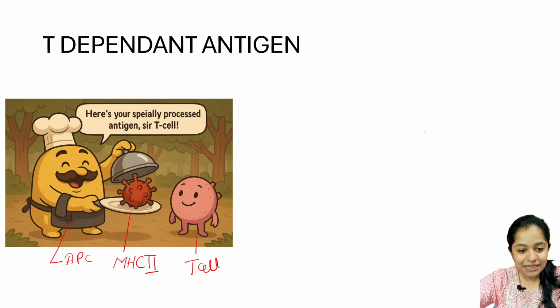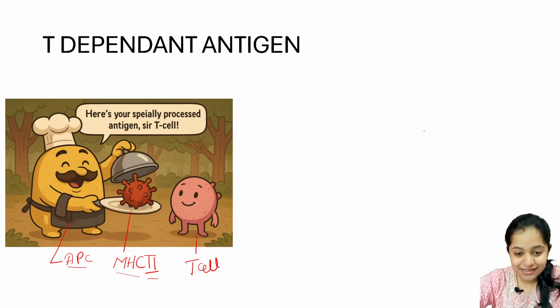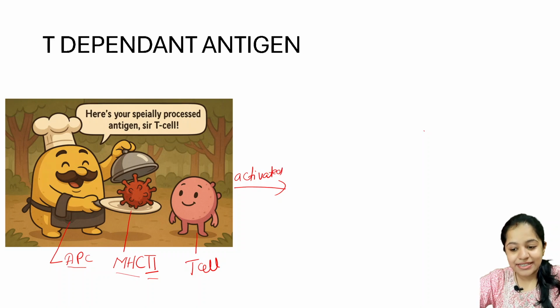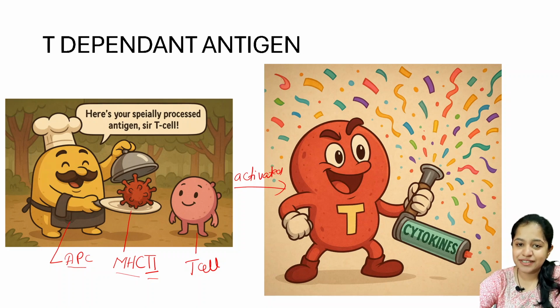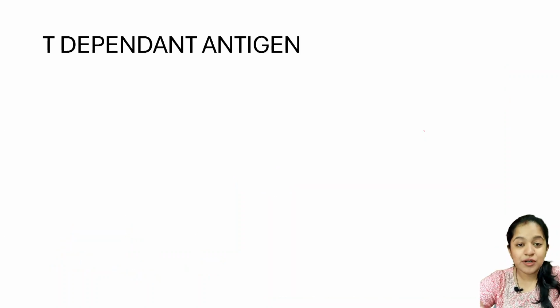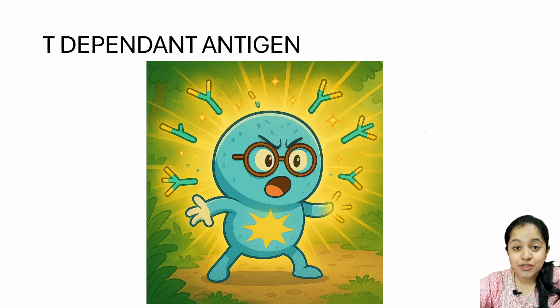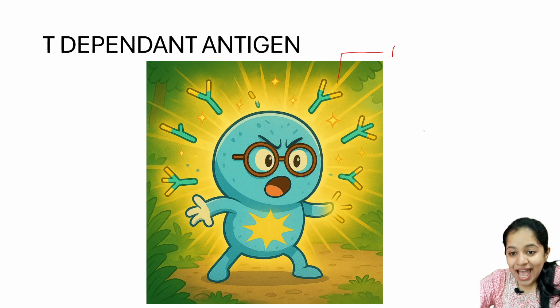So your T dependent antigen enters the body. It is processed by the antigen presenting cell, presented on a plate which is the MHC2 plate to your T cell. Okay. Now your T cell, after seeing this, it gets activated. Your activated T cell releases cytokines. Now these cytokines are specific cytokines. What will these specific cytokines do? It will go and stimulate your B cells to do what? To produce antibodies. Okay. This B cell is producing antibodies.